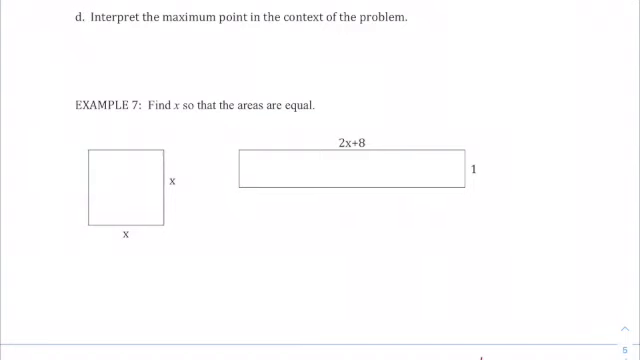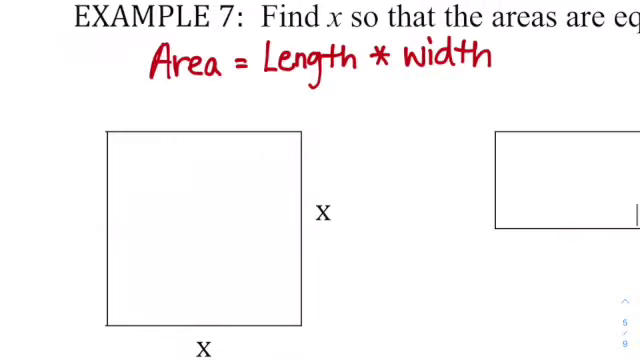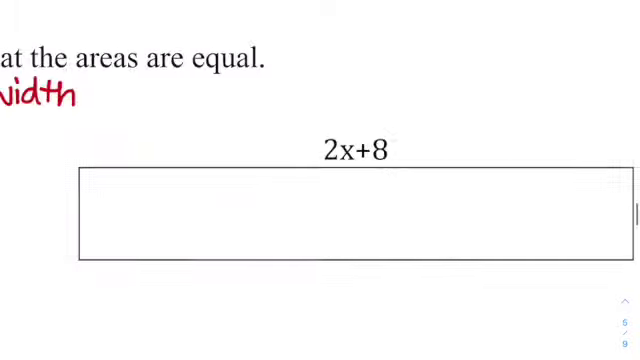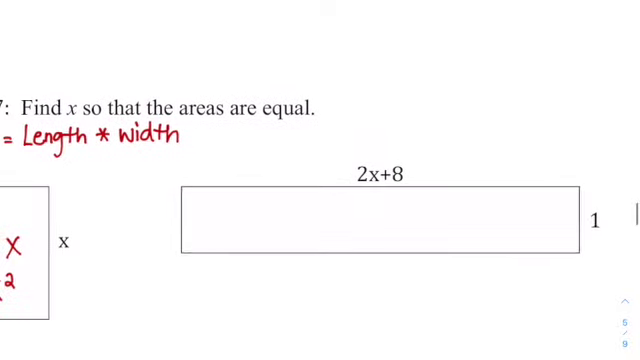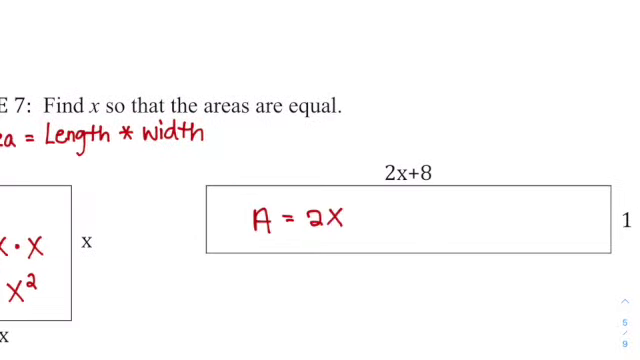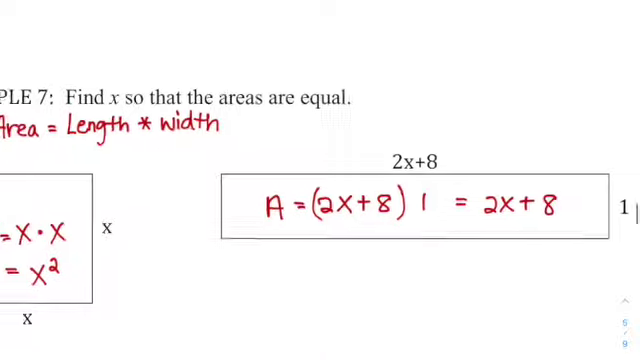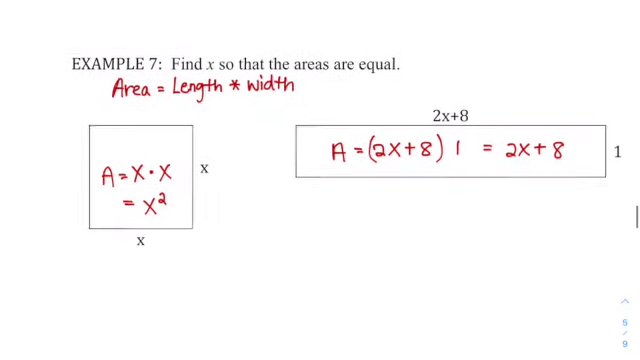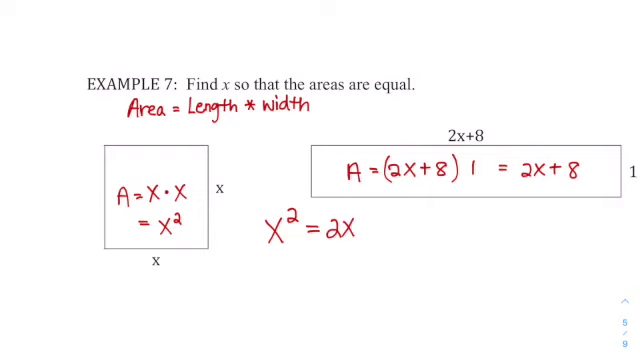Example number 7. Find x so the areas are equal. An area formula you should know is length times width. So the area for the square is going to be x times x, and that's equal to x squared. Then the other one is going to be 2x plus 8 times 1. In this case, that's just going to be 2x plus 8. Now since they tell you they are equal to each other, to solve this is going to be x squared is equal to 2x plus 8.